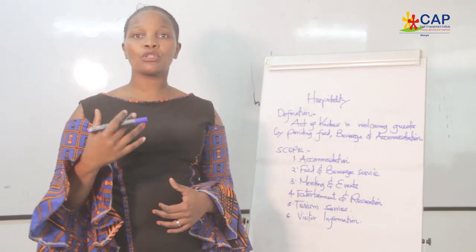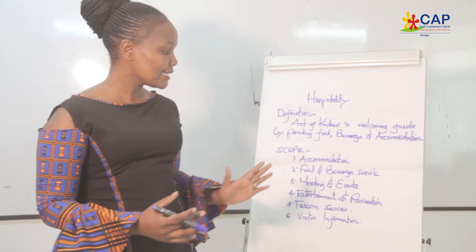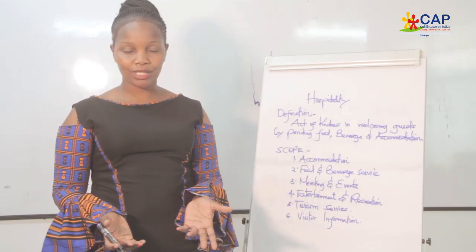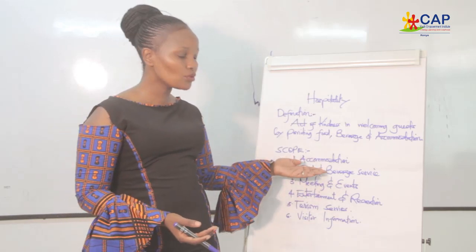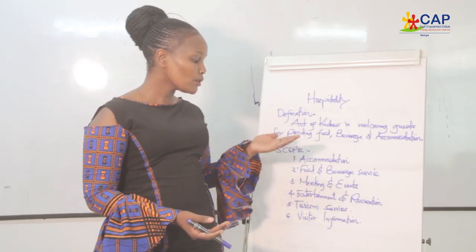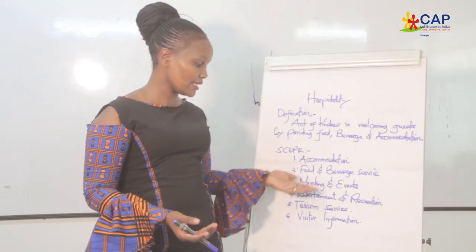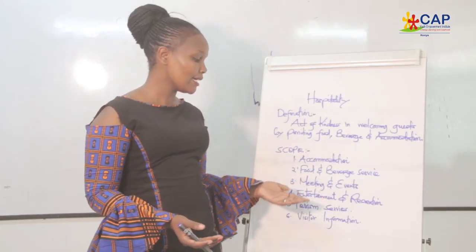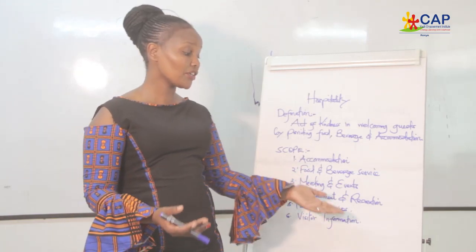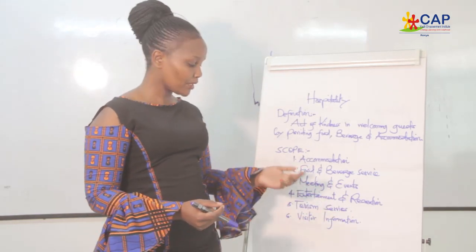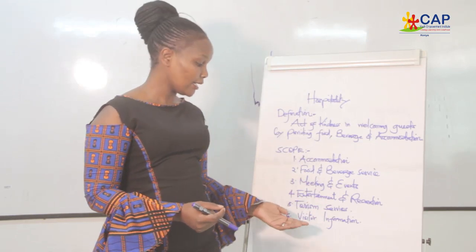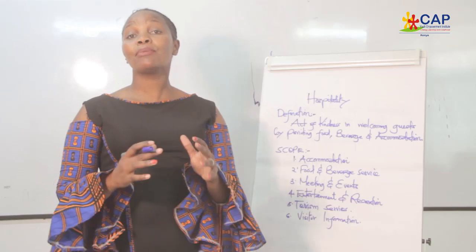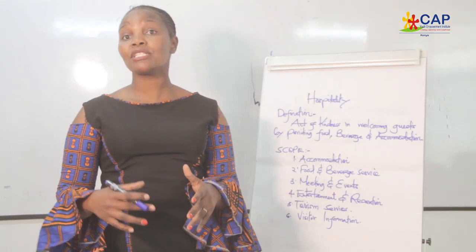And when we talk about hospitality, we generalize it on the 5 major elements of hospitality, whereby you're supposed to be able to give accommodation, you're supposed to give the guest food and beverage service. When we talk about meeting and events, we are in hospitality. When we talk about entertainment and recreation, we are in hospitality. Tourism services, and also visitor information. So it is very important. It is a very important aspect. It is a very important industry.